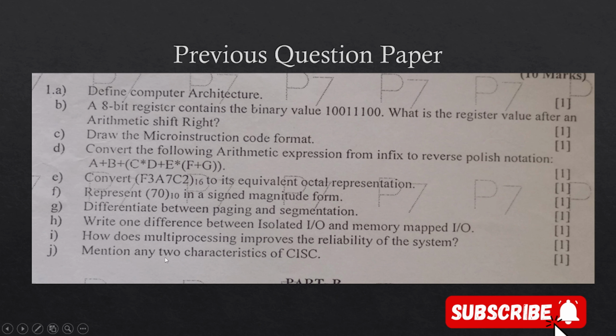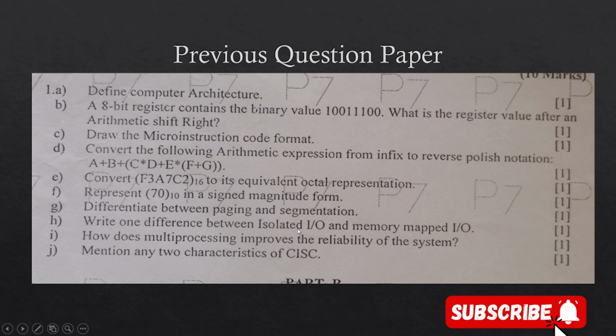See again here, one question is asked from CISC. I said they will definitely ask from RISC or CISC. So they mention any two characteristics. How will you answer? The two characteristics of CISC are, number one, write here again like this in your answer sheet, number one, then number two. So that's how you will answer this.